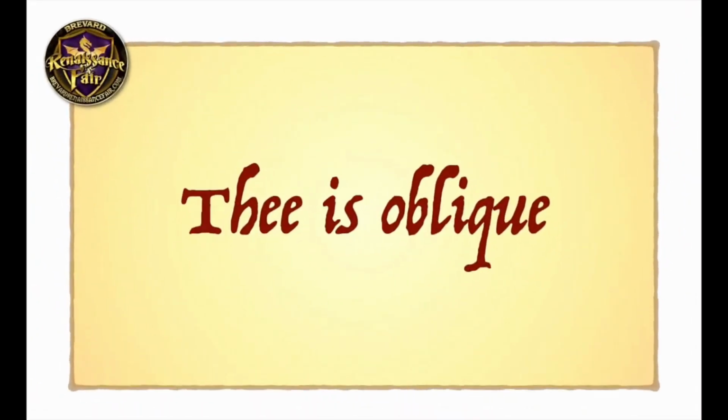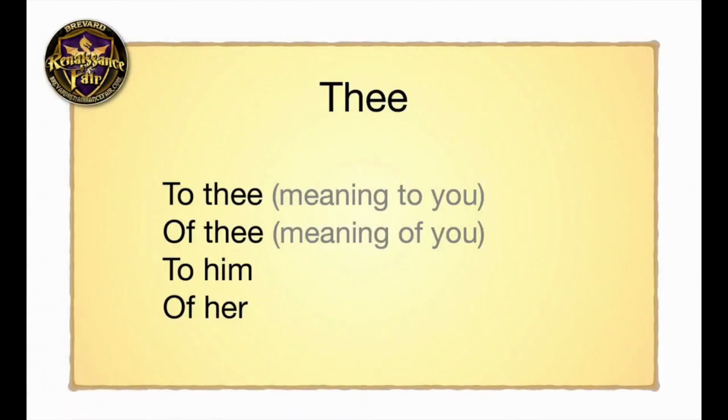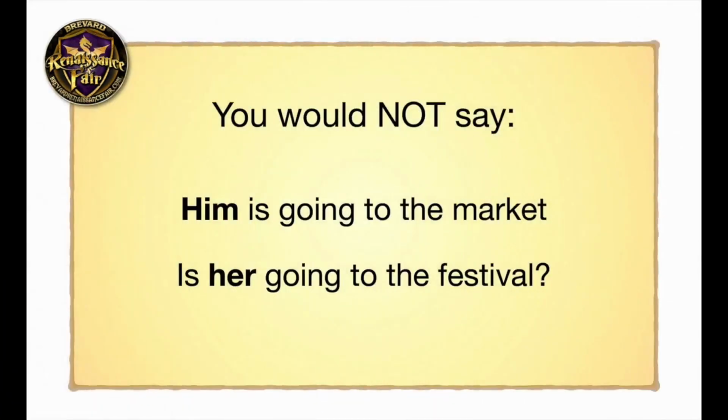Thee is oblique. What did you just call me? No, not you. The pronoun thee is oblique. Oh. It's what? Oblique. Can you say that in American? Indirect, maybe? He means it's an object, like him or her, but meaning you. So when you think about using the pronoun thee, ask yourself, if you were talking about someone else, would you use him or her? We say to thee or of thee, just like we would say to him or of her. You would not say, him is going to the market, or is her going to the festival?